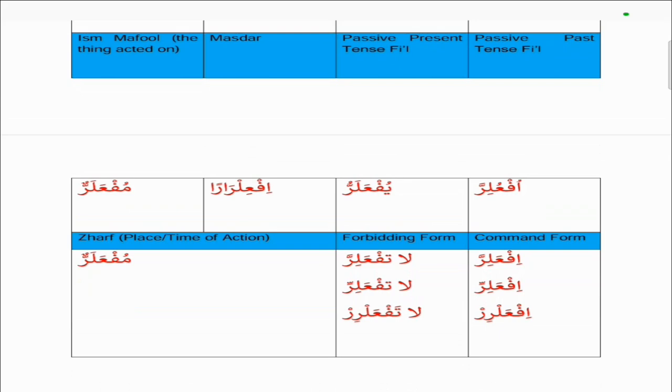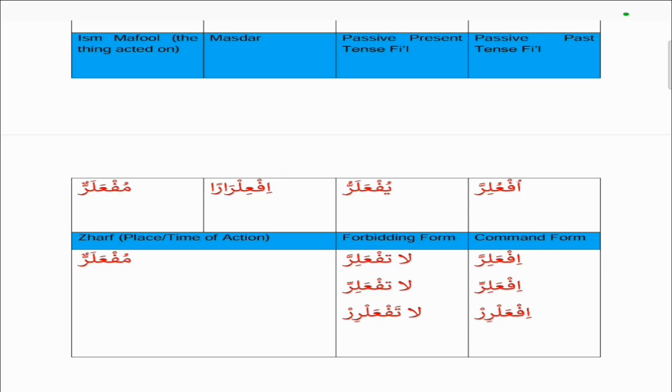shadda with the kasra. And then split the two ra's up, and you can see that the lam in the second form has a kasra, so that kasra transfers to the ra, and then you're left with if'alrir, a sukoon at the end to make it lightest.